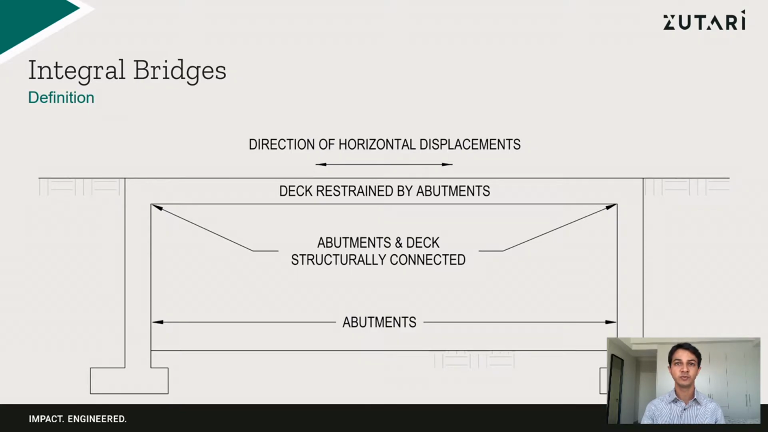When the deck moves because of thermal variation, braking loads, or creep and shrinkage, the deck forces the abutments to move with it. A particular concern comes from the cyclic loading due to daily and seasonal temperature variations. As the deck cools, the abutments move away from the backfill, and as temperatures rise, the abutments are forced back into the backfill. This back and forth movement of the abutments relative to its backfill causes a ratcheting effect in the soil.